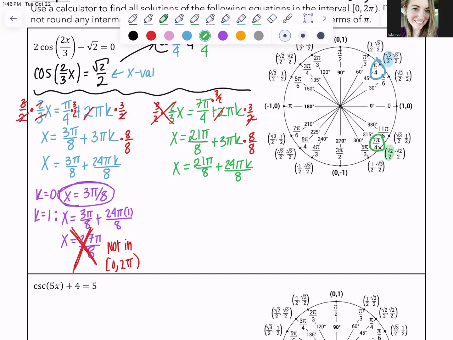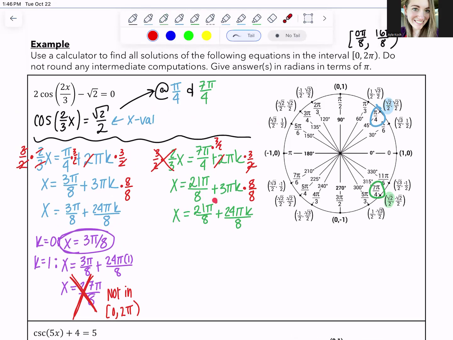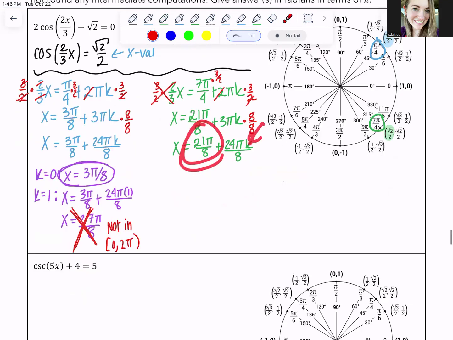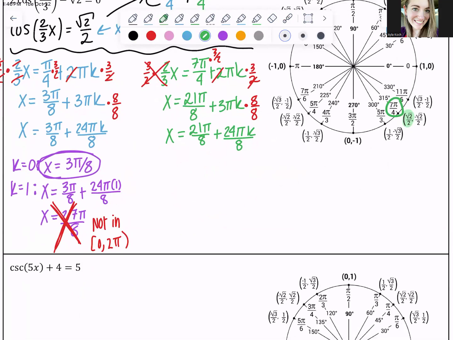So immediately I'm starting to feel like, oh, something doesn't feel right. And the something that doesn't feel right is, hey, when I plug in 0, this thing doesn't even exist in the 16 pi over 8. So we might only have one answer. And let's look further into that. So I'm going to plug in k equals 0. That's where you always start. And you would have x equals 21 pi over 8 plus 0. And this guy immediately is not in 0 to 2 pi.